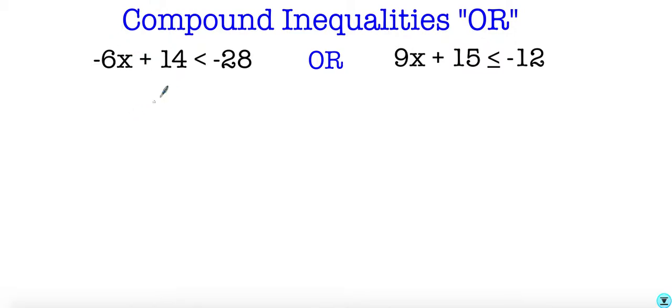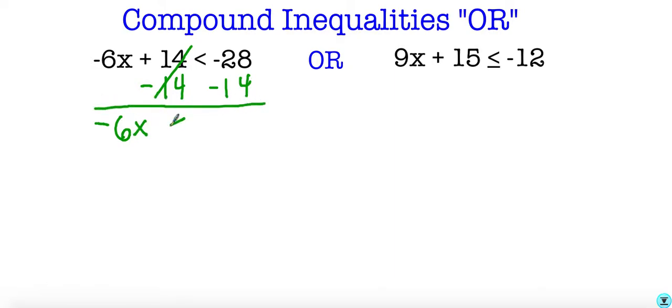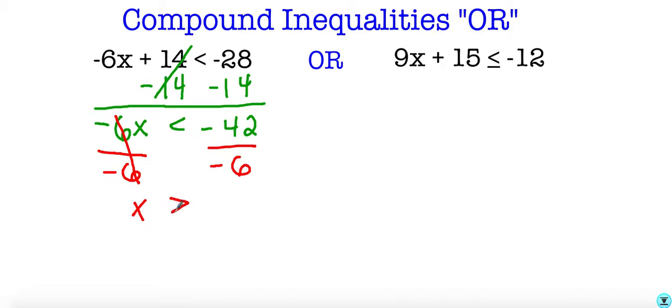So here, the first thing we have to do is solve for x. So I'm going to subtract 14 on both sides of our inequality. Positive and negative 14 cancel out. So here I'm left with negative 6x is less than negative 42. And in order to isolate x, we need to divide both sides by negative 6. Those cancel out, and x is greater than 7 because negative 42 divided by negative 6 is positive 7.